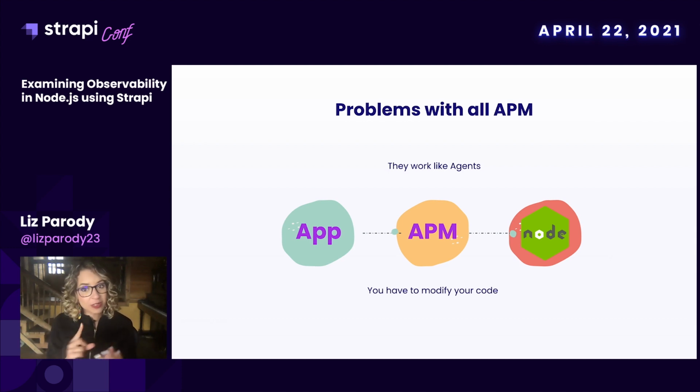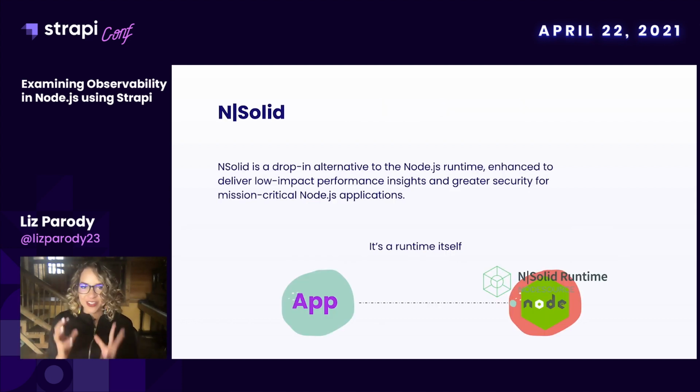Now let's see one tool that doesn't have this problem because it's not an APM. It's an enterprise runtime for Node.js and it adds minimum overhead. I don't have to modify your code at all. NSolid. NSolid is a drop-in alternative for the Node.js runtime, enhanced to deliver low-impact performance insights and a great security for mission-critical Node.js applications. It has faster time resolution and zero code instrumentation. That means you don't have to change your code in order to implement it.